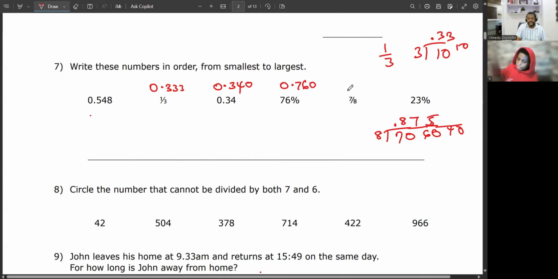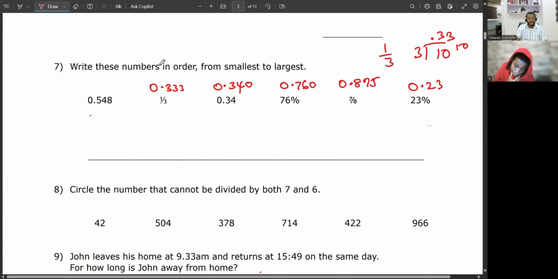So this 7/8 is 0.875. And also, if you write 23% as a decimal, that's going to be 0.230, right? Good. And of course, this one already is in decimal, which is 0.548. All right, so look at the decimals.